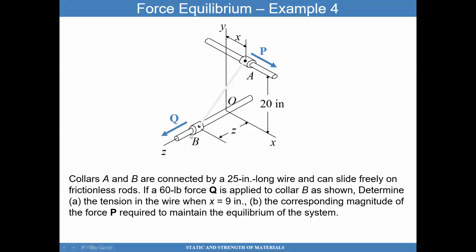This is a very interesting problem because the question here is, if I were to apply 60 pounds along the z-axis to this collar, what is the tension in this wire when the distance between the collar and the y-axis is 9 inches? And then the second question is, what is the magnitude of the load P that needs to be applied to maintain the system in equilibrium? This is an extremely interesting problem because it requires looking at various free body diagrams.